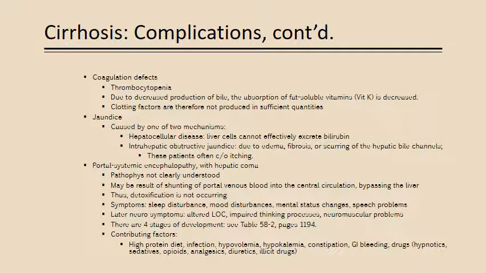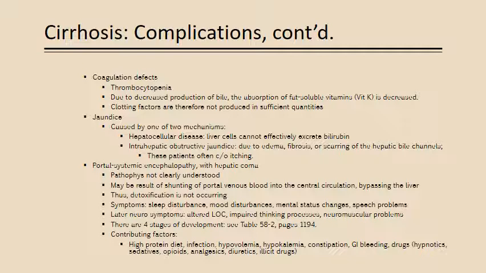Coagulation defects are another complication that can occur. We've already mentioned the thrombocytopenia, but additionally, due to the decrease in the production of bile, the absorption of fat-soluble vitamins, of which vitamin K is one, is decreased, and we know vitamin K is necessary as part of the coagulation system. So that is a decrease in clotting factors, and clotting factors are not produced in sufficient quantities, so they experience this coagulation defect.